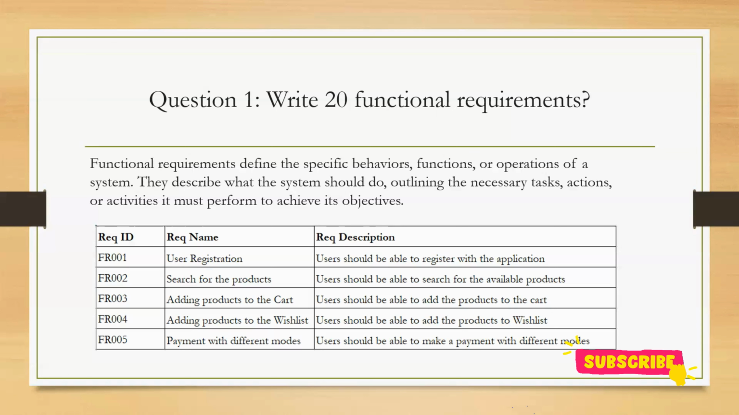If they ask about this question in the document, write about 20 functional requirements. Mention what a functional requirement is. This is one sample template we have provided. Give the requirement ID like F001, the requirement name, like user registration or search for products, and the description of the requirement: the user should be able to register with the application.